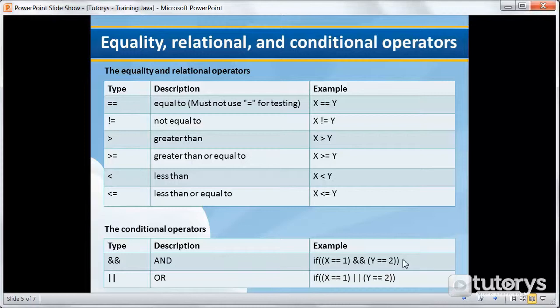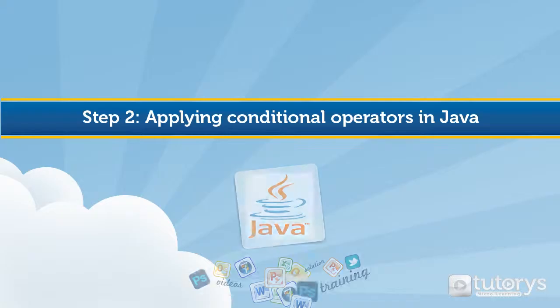So that's the principle for this operator. It's the same principle for the second operator, or, which is represented by 2 vertical bars. If x is equal to 1, or if y is equal to 2, and then again that would be followed by a statement if that condition is true. So in the next step we're going to see how to apply this theory to a practical example. So meet me in the next step.